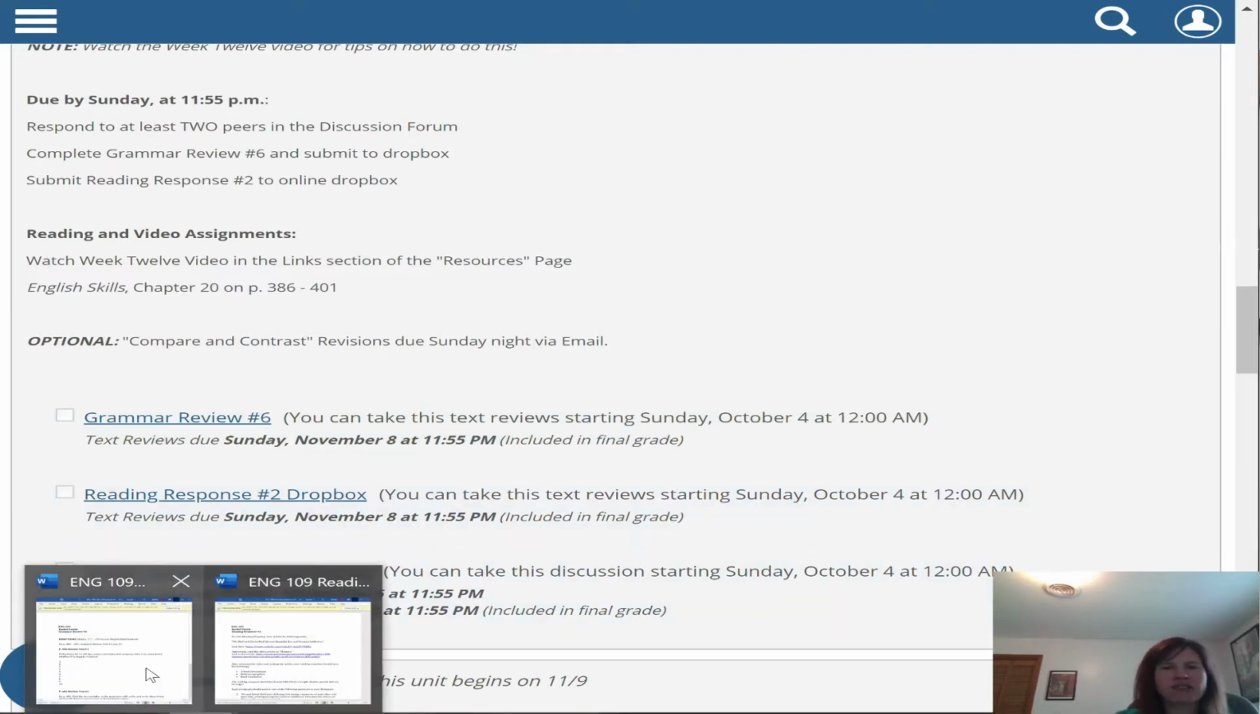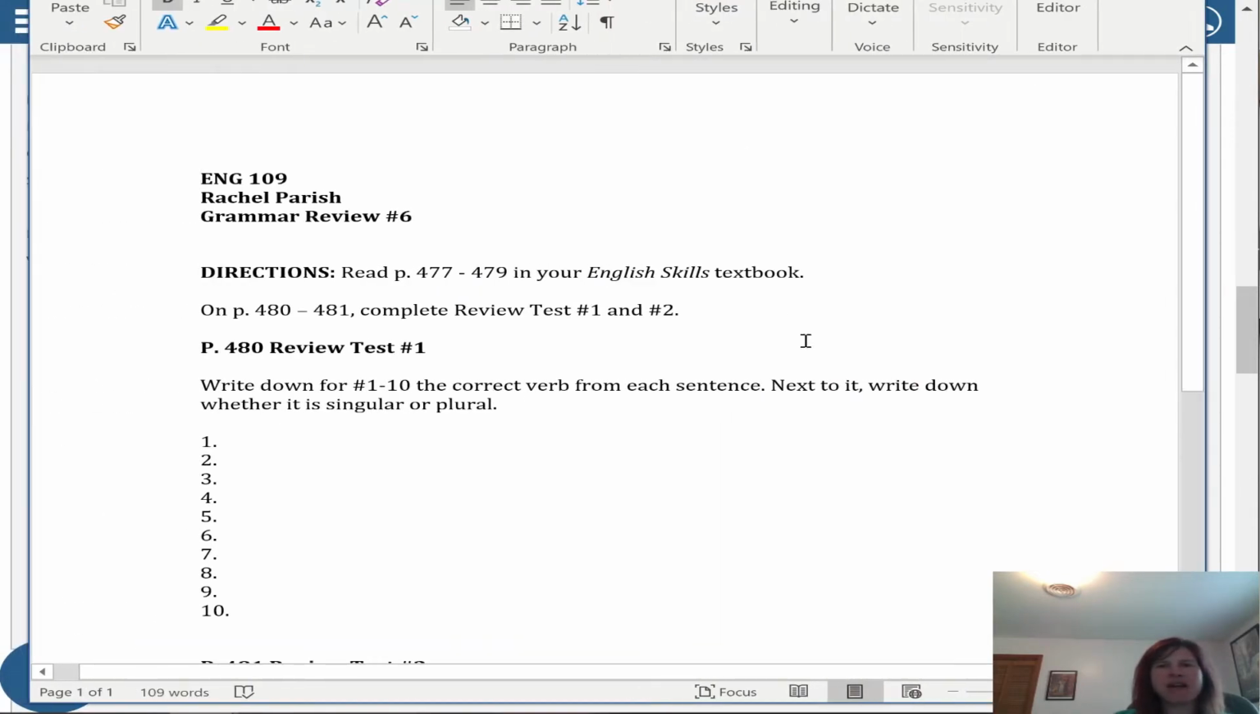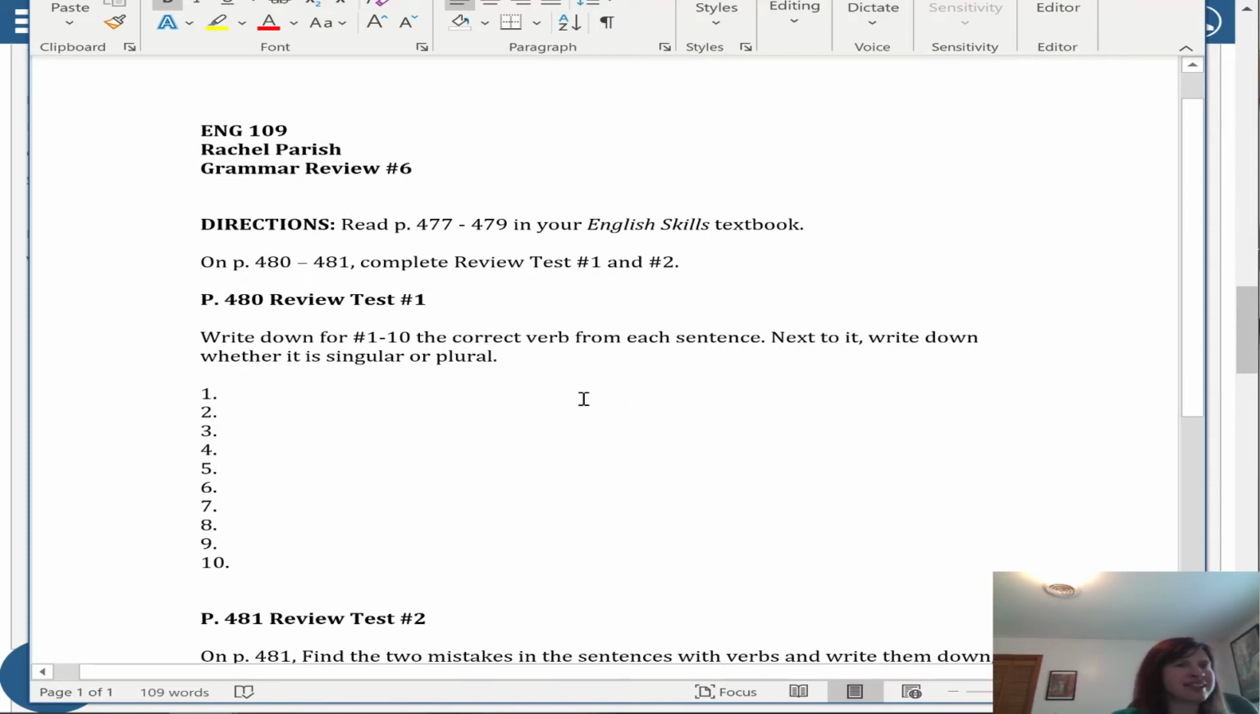Starting us off, talking about the grammar assignment, we'll bring up grammar review number 6. It covers pages 477 through 481 in your textbook. This is pretty simple. Make sure to read the directions, because I've noticed some people have had points taken off because they've not quite followed directions. There are 2 parts to this first assignment. One is making sure that you write down the correct verb in the sentence. And the second part is writing down whether or not it's singular or plural.